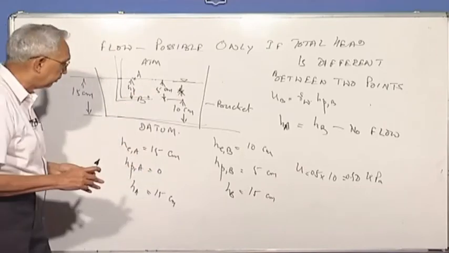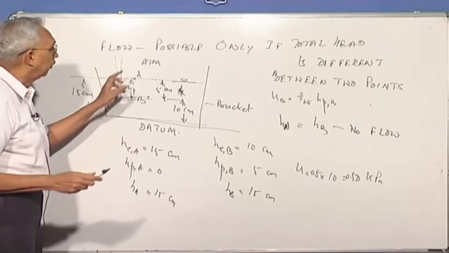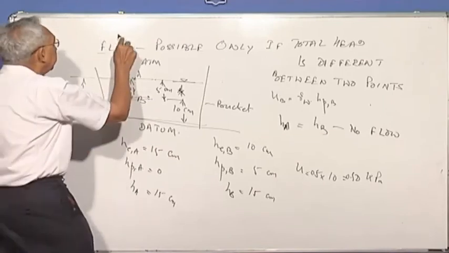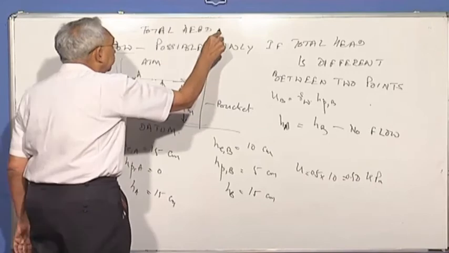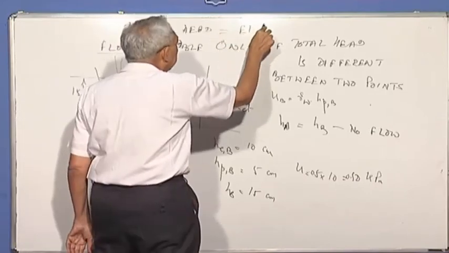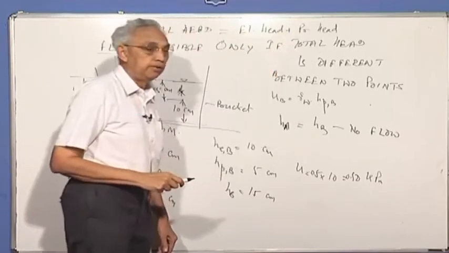So please remember, whenever you talk of flow, always work in terms of total head, which is equal to elevation head plus pressure head. How do we find?